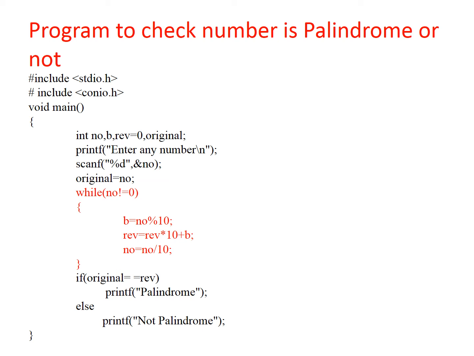Once the number becomes 0, then we are going to check whether the reverse number and the original number are the same or not. For that we are using the if else. So at the start we have temporarily put the original number into the variable called original. I am using that variable to check the condition, that is, whether the original and reverse numbers are equal or not. If equal, we are going to print that the entered number is palindrome, else we print the message that the entered number is not palindrome.